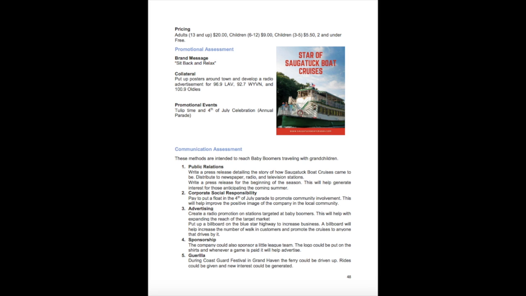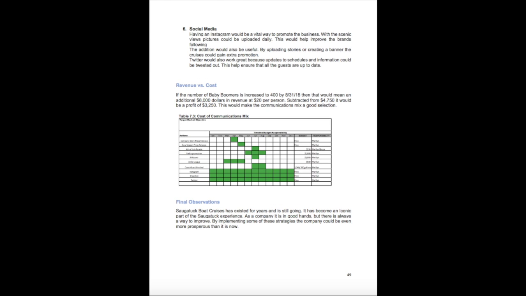And for guerrilla marketing, consider sending the ferry up to Grand Haven during Coast Guard Festival, giving rides and handing out flyers as a way to generate business outside of the traditional area. And also through social media, establishing an Instagram and Twitter would be great promotional tools for the company, especially Instagram, being able to share photos of the different excursions and attracting business that way.